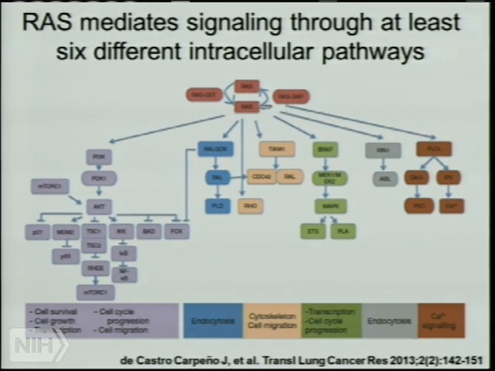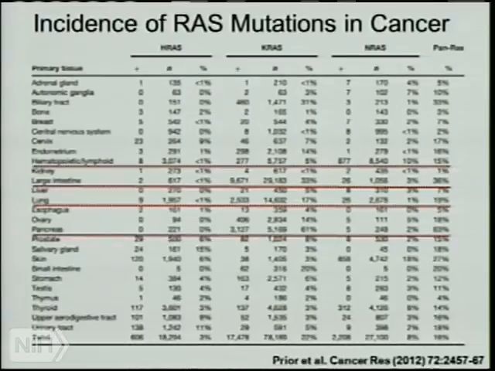And RAS then signals through at least 6 validated intracellular pathways, at least as far as we know currently, for multiple important things in cancer cells: survival, progression, migration, endocytosis, the cytoskeleton, cell cycle progression, calcium signaling. So really every cellular function is in some way affected by RAS being turned on and left turned on.